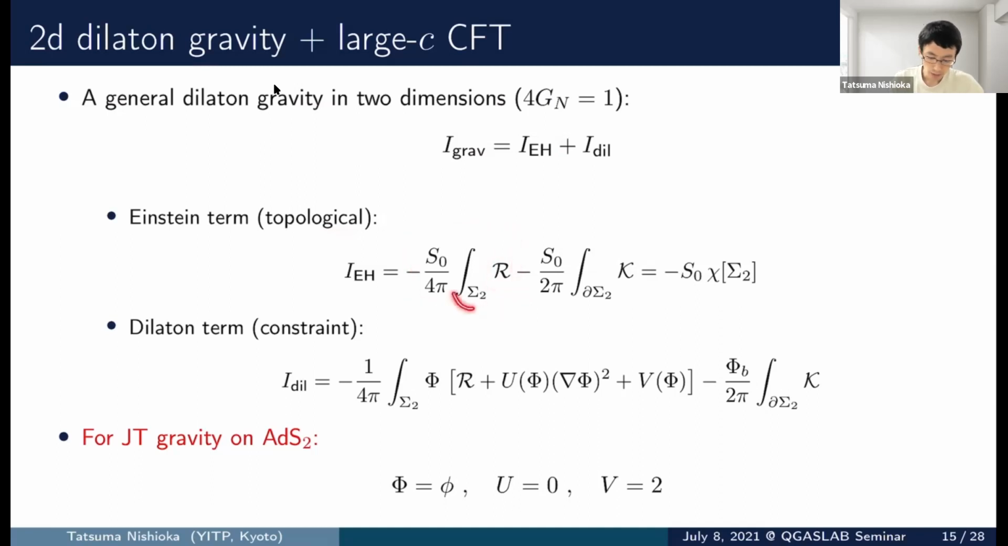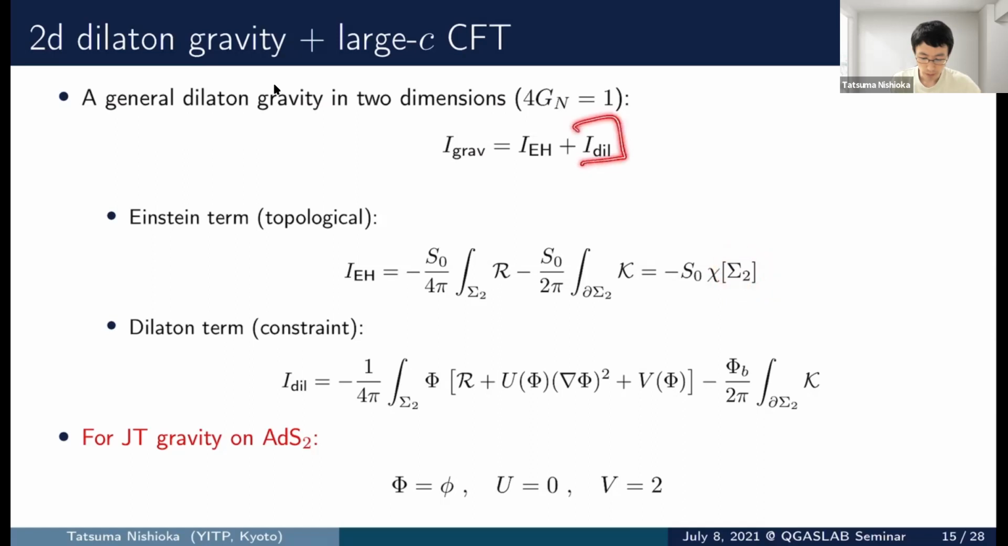But if the manifold has a boundary, you need to add the boundary term, which is the extrinsic curvature at the boundary. Here you can write this Einstein term just using the Euler number, the Euler invariant. This is proportional to the Euler number of this two-dimensional surface.